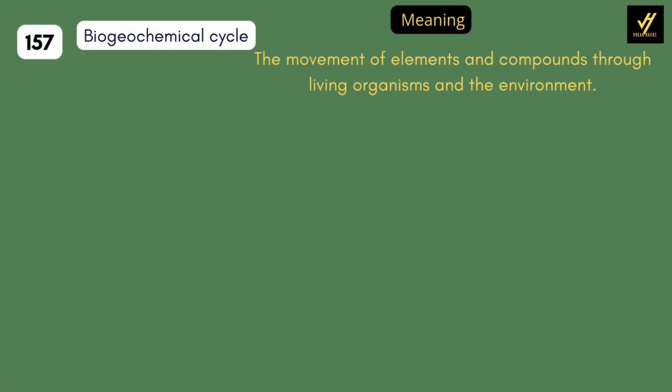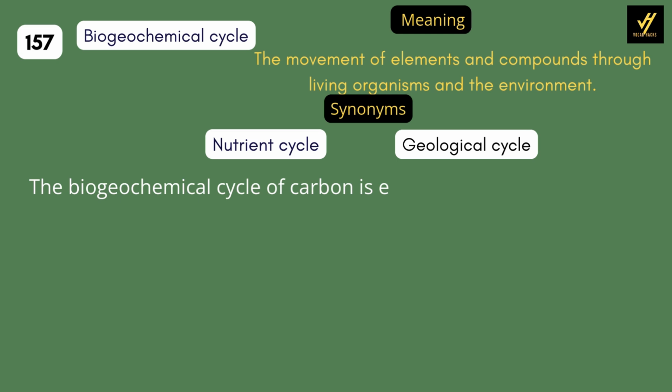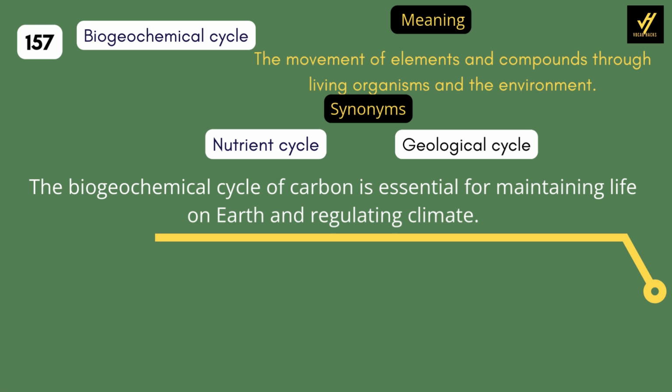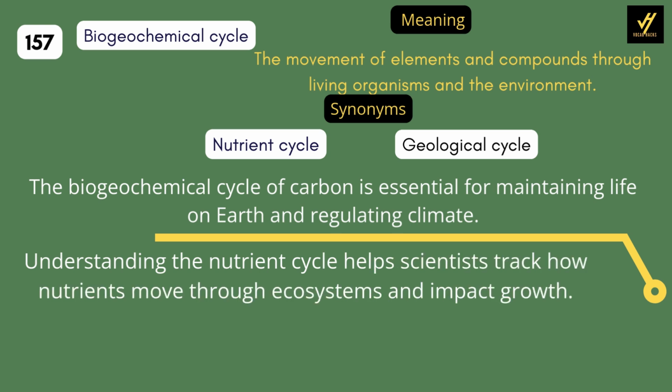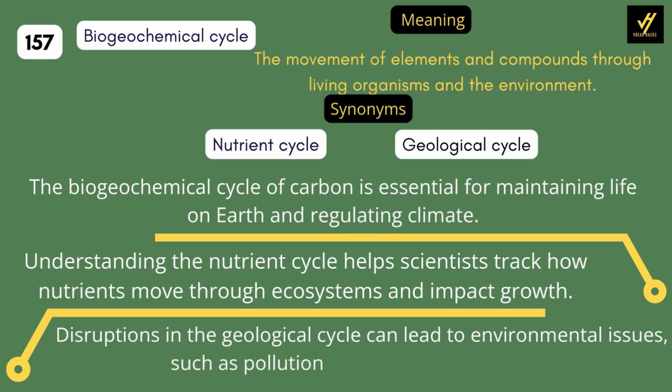Biogeochemical cycle, the movement of elements and compounds through living organisms and the environment. Nutrient cycle, geological cycle. The biogeochemical cycle of carbon is essential for maintaining life on Earth and regulating climate. Understanding the nutrient cycle helps scientists track how nutrients move through ecosystems and impact growth. Disruptions in the geological cycle can lead to environmental issues, such as pollution and habitat degradation.